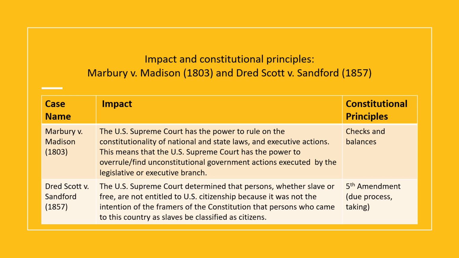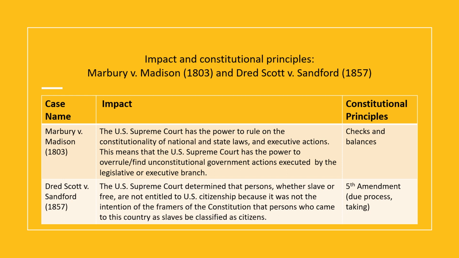Looking at Dred Scott v. Sandford, in this particular case, the U.S. Supreme Court determined that persons, whether slave or free, are not entitled to U.S. citizenship because it was not the intention of the framers of the Constitution that persons who came to this country as slaves be classified as citizens. Therefore, the descendants of those persons who came to this country as slaves could also not be classified as citizens.